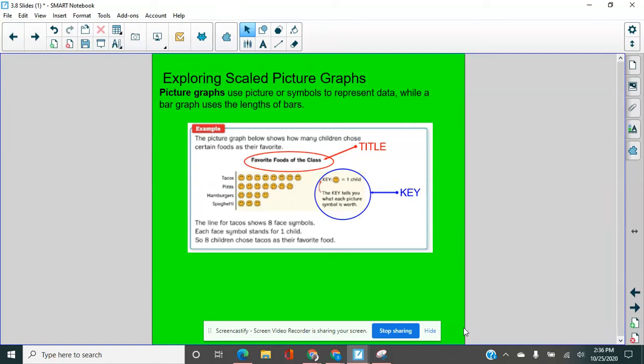Hello, third graders. Welcome to math. It is time to do lesson 3.8. And today we are going to talk about scaled picture graphs.